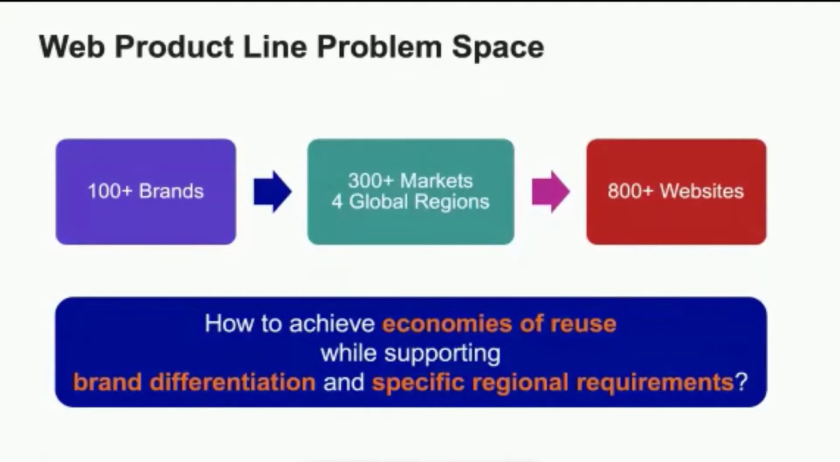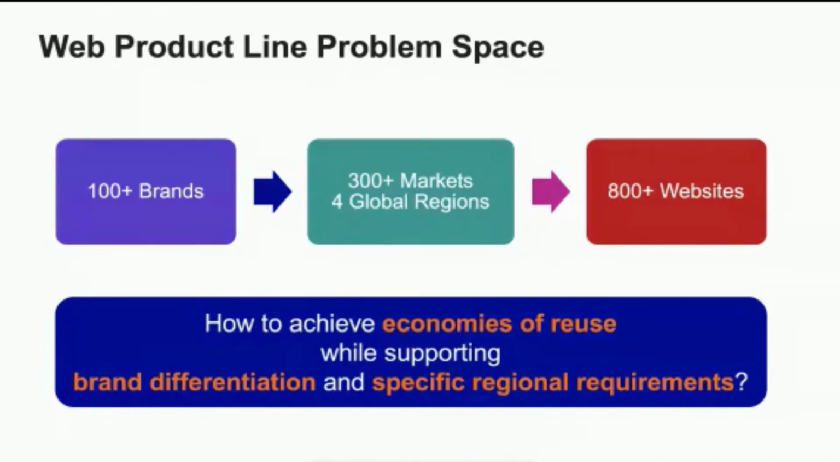So large company. We have over 100 brands with 300 regional markets around the globe, leading to upwards of 800 websites in the consumer space. And that's just consumer. J&J also has a pharma and a medical devices wing, but this is specifically the consumer website, brands like Listerine, Band-Aid, many, many brands that you're probably all familiar with.